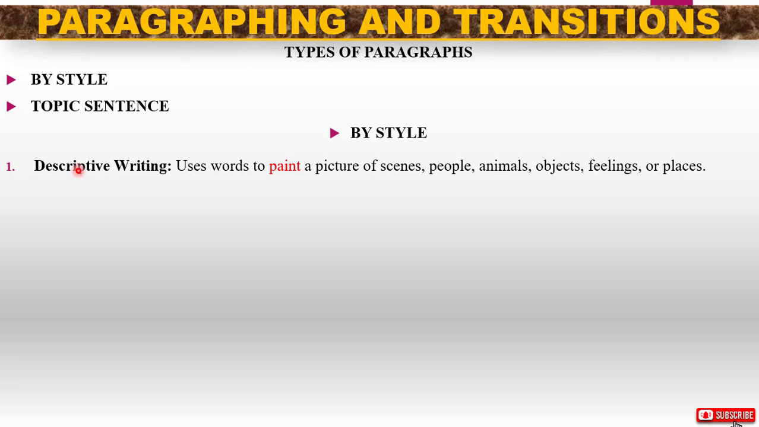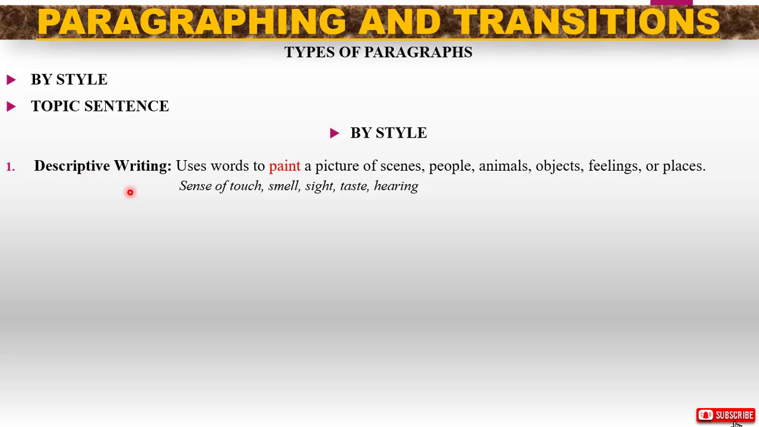To describe means to paint a picture of scenes, people, animals, objects, feelings, or places. And what do we use to paint a picture of these? We use words. So, describing people, animals, objects, or places is what we refer to as descriptive paragraphs. So, in using descriptive paragraphs, you must make sure that the words you choose appeal to the sense of touch, smell, sight, taste, hearing, so that your readers can picture whatever you are trying to describe.